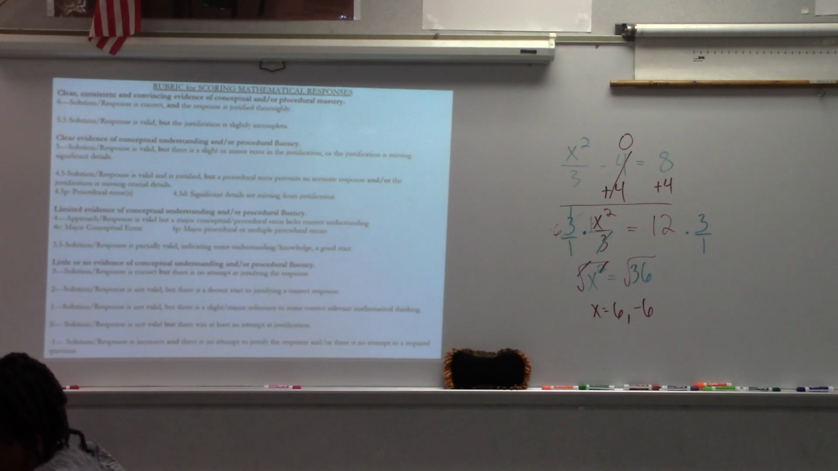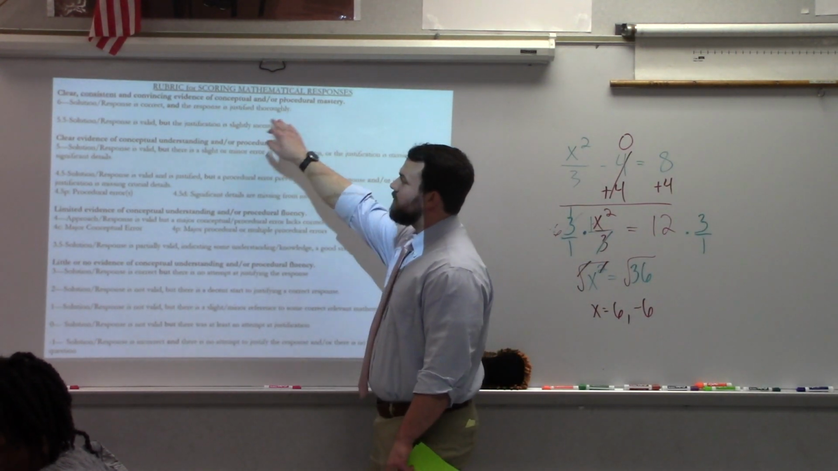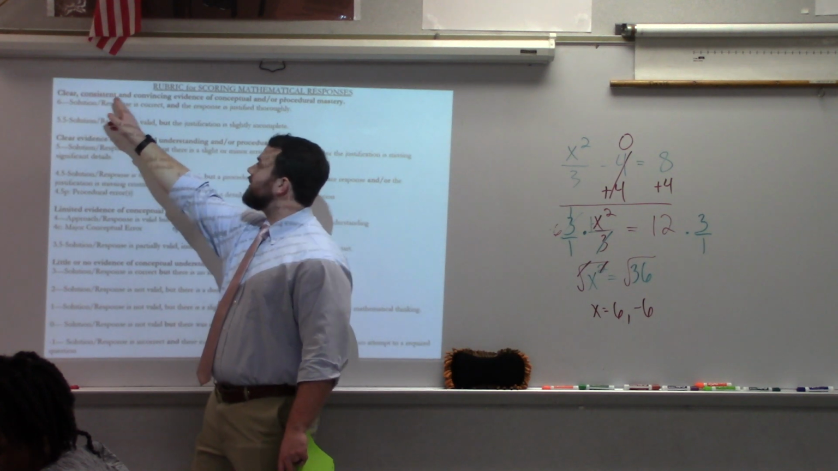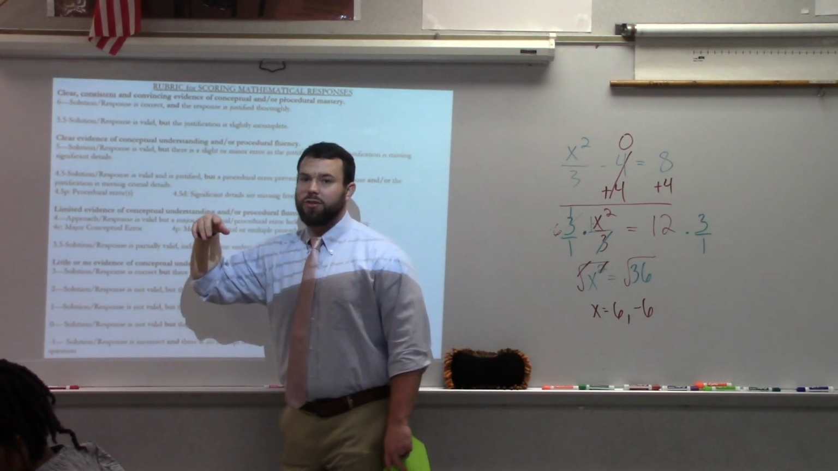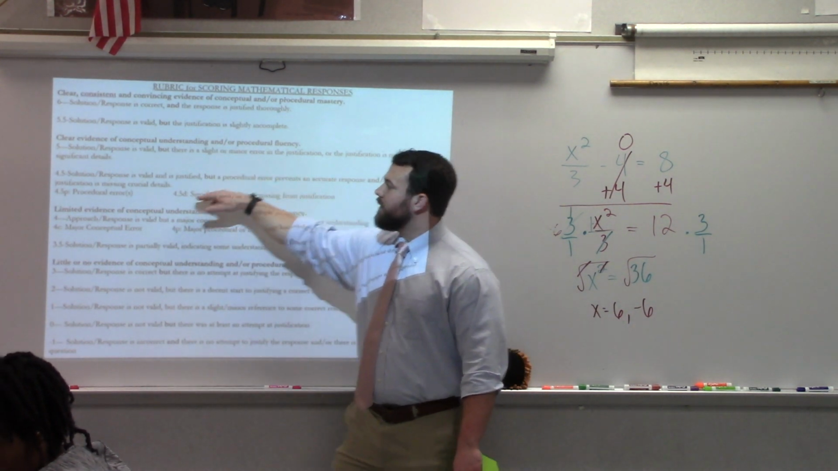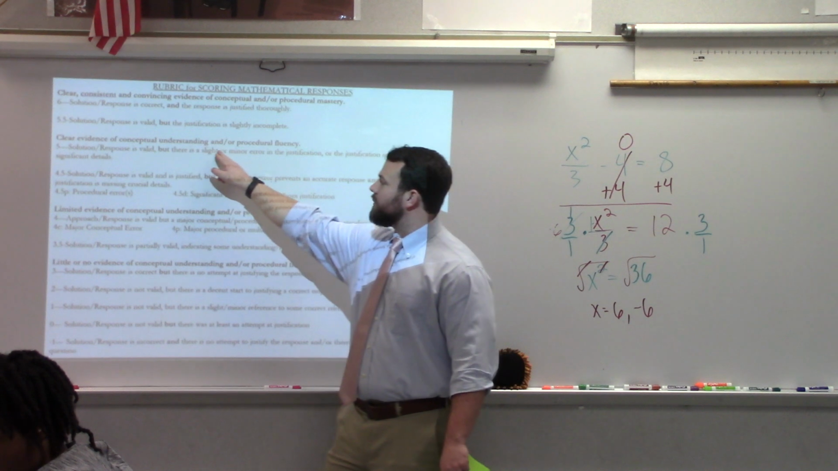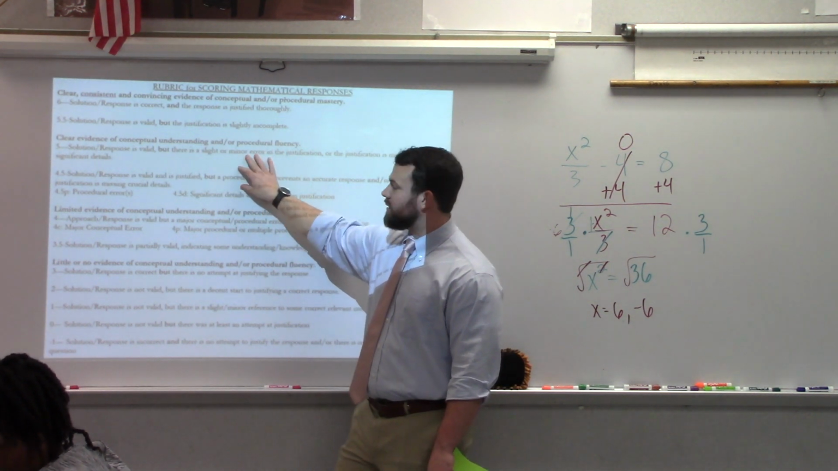This will help you understand how I scored your graphic organizers a little bit better. Remember, the big things that we want to pay attention to: if you're at a 5.5 or a 6, automatically you show me clear, consistent, and convincing evidence of your conceptual and or procedural mastery. You understand what's going on. If you're at a 4.5 or a 5, there's clear evidence of conceptual understanding and or procedural fluency. That's where you want to be at least.